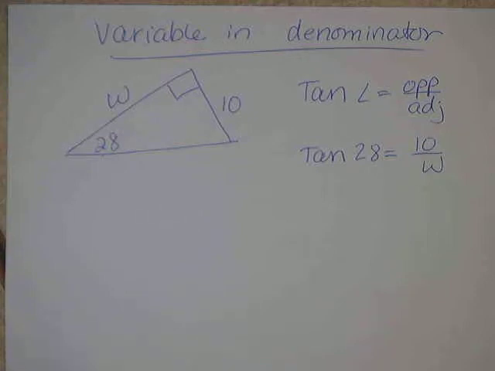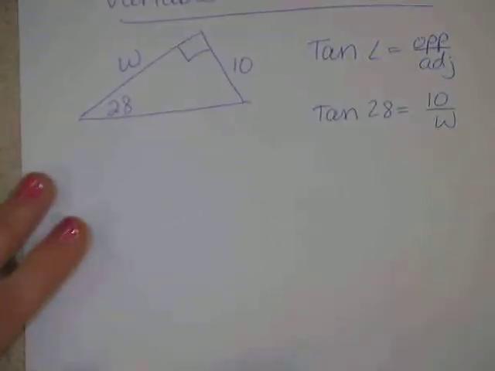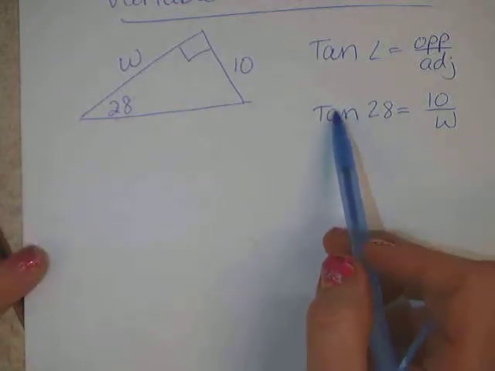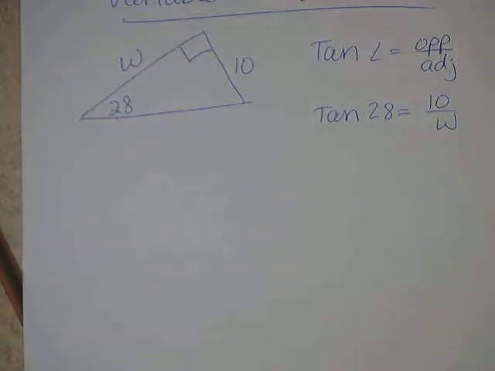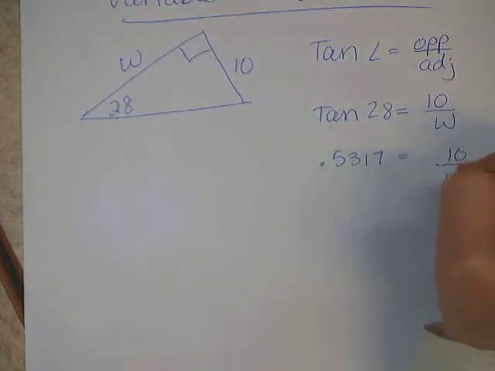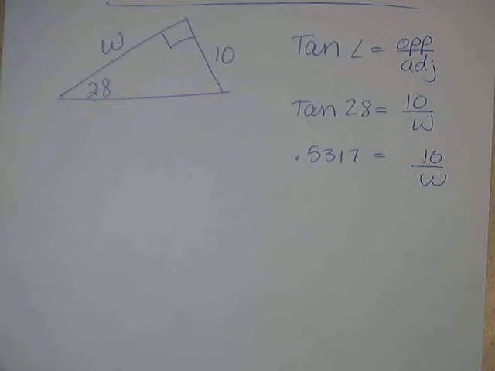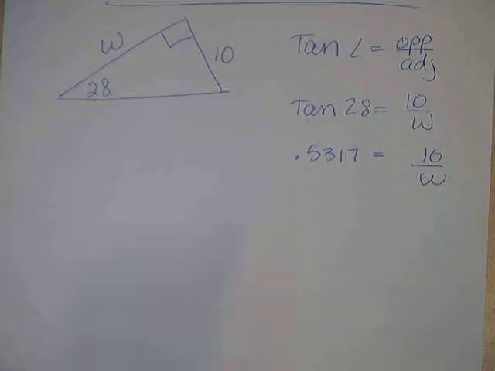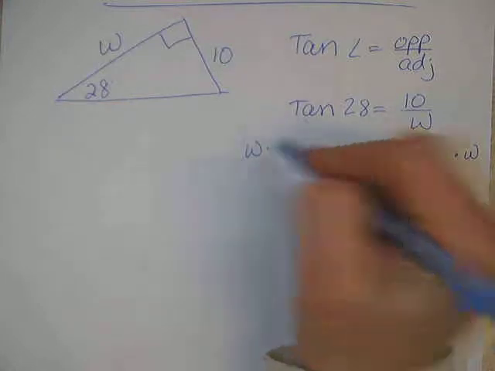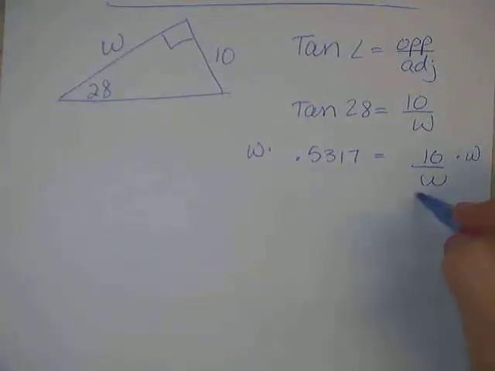Okay. I'm going to show you the steps, but then I'm going to point out to you what the shortcut is. All right. For the sake of not having this be part of the confusion, we're going to find the tangent of 28, which is 0.5317. Okay, but that's in the denominator. So I need to get it out of the denominator. So I'm going to multiply both sides actually by W.